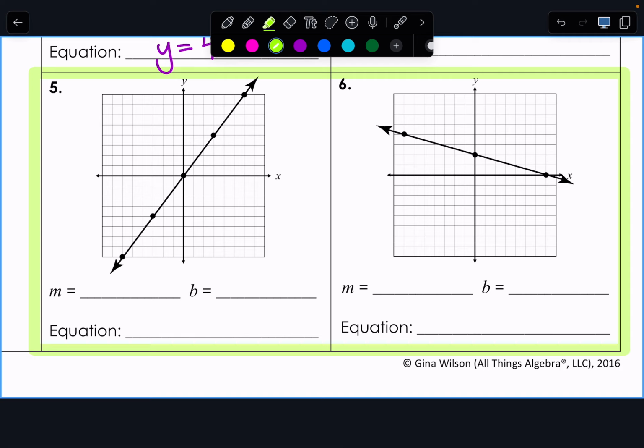This, did you see how it falls? This needs to be negative. And then you're good.